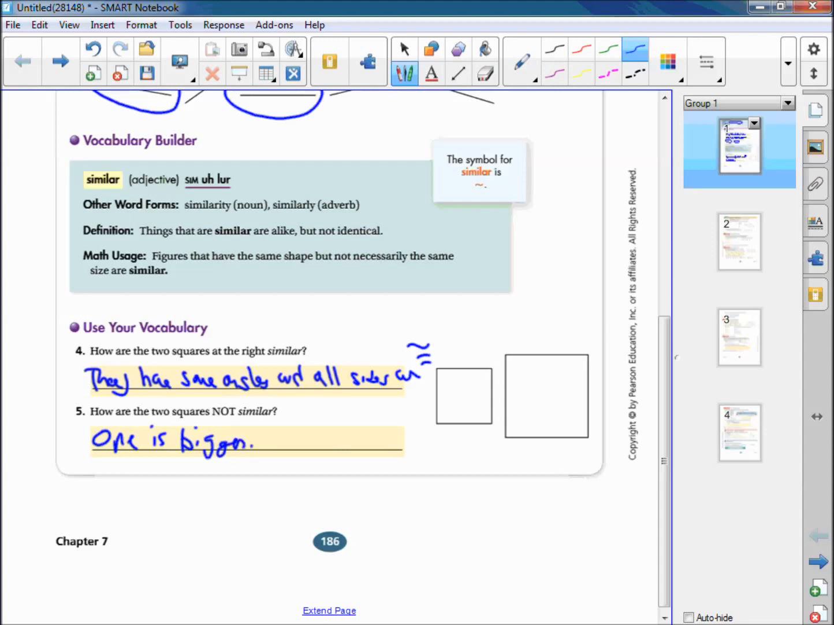Okay. So for similarity between two shapes, all the angles should always be the same, and then the sides should be proportional, which means there's some constant that I could multiply by one of the sides to make the other one, and then that same constant would work for all the other sides.